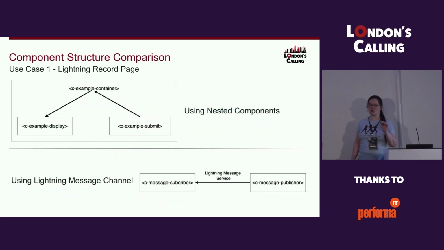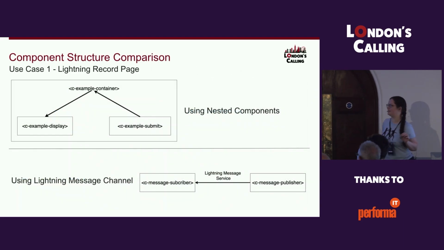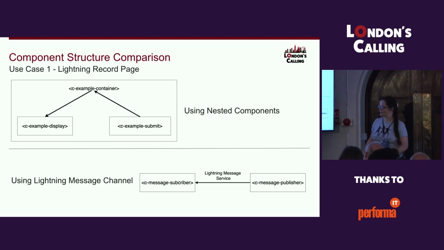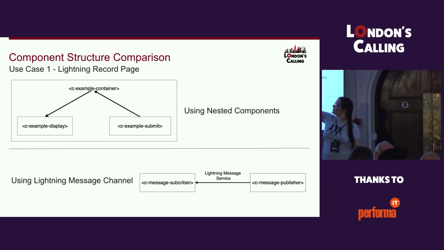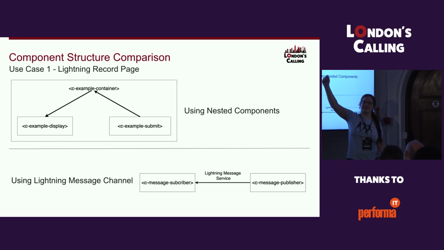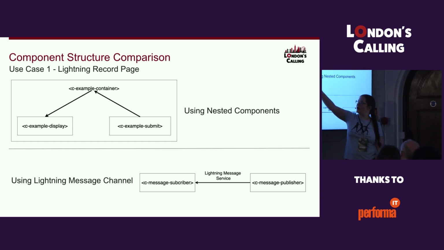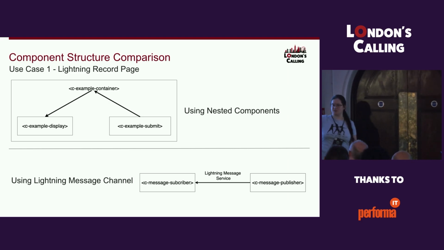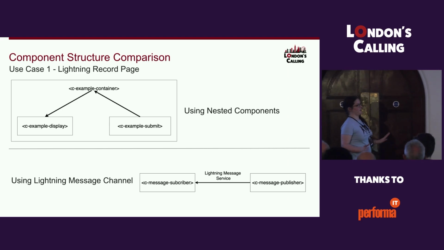And then just to nail the point home, in case I haven't made it clear yet, here's the nice little diagram I've put together to really try and make it clear. In the example using nested, we've got the example submit component that pushes data up to the example container component and that back down into the example display. However, using Lightning Message Channel, suddenly we've got the message publisher, publishes it to the Lightning Message service, and then the subscriber subscribes from that service and grabs the data. That's how it kind of works.